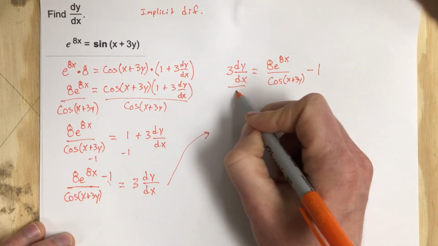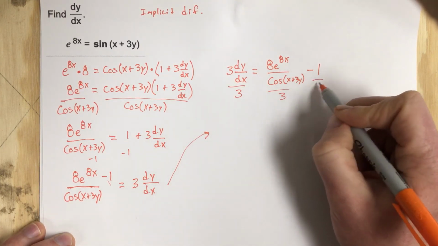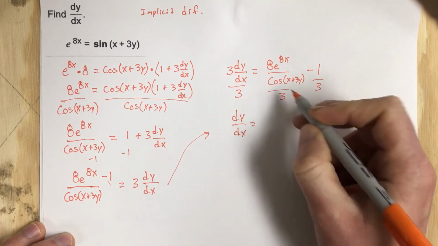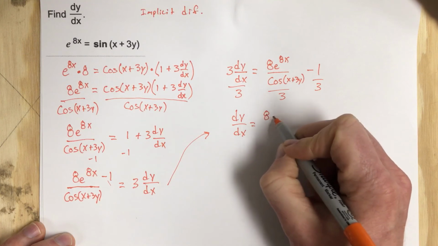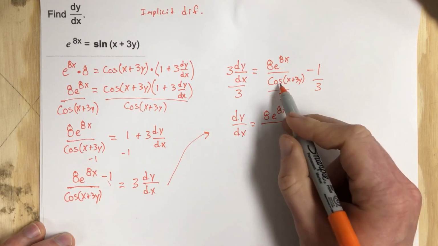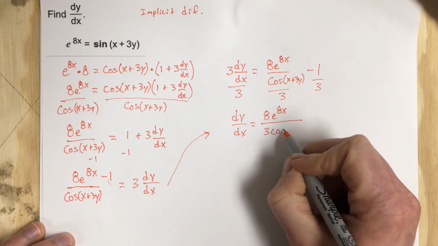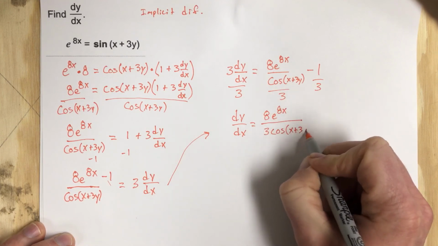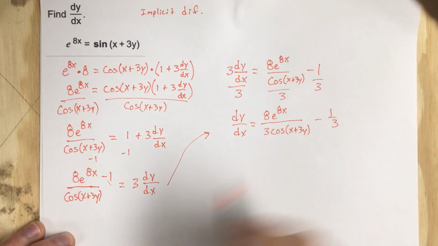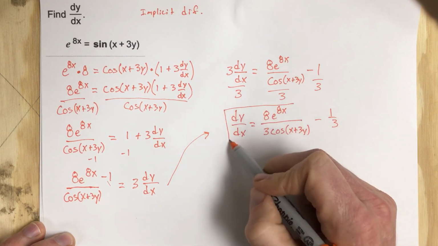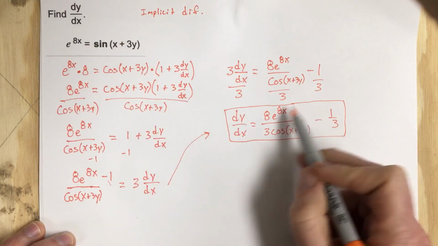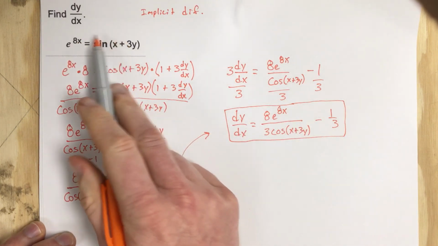Now all I have to do is divide by 3, and I get dy over dx equals 8e to the 8x over, when I divide by 3, this will just be 3 cosine of x plus 3y, minus 1/3. So this is the derivative after using implicit differentiation for this function here. So this will give us a slope for any point on this line.